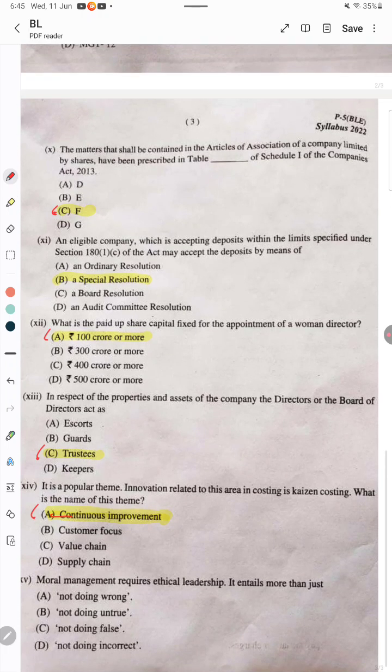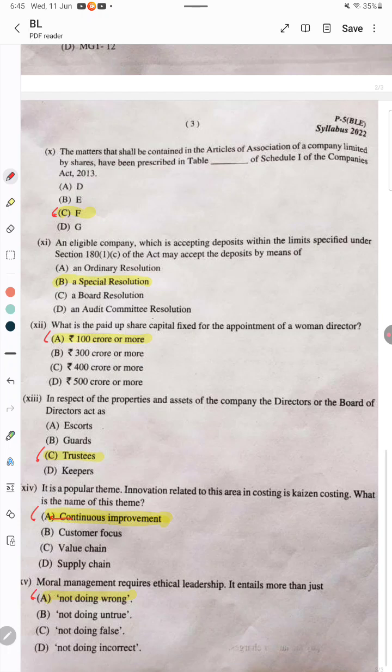And then 15, the last question. Moral management requires ethical leadership. It entails more than just not doing wrong, not doing untrue, not doing false, not doing incorrect. So, not doing wrong is the correct answer. A is the correct answer. That's all.